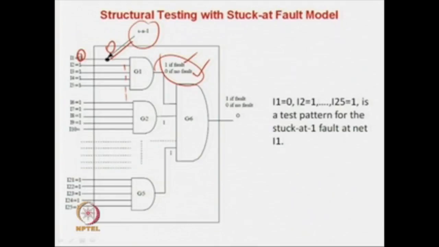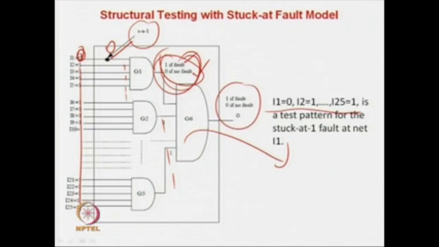For this fault effect to be propagated through this AND gate, all the other inputs have to be 1 1 1 1. So the pattern where this net is 0 and all others are 1s will propagate this fault effect to the output. The effect is: if there is a stuck-at-1 fault here, the answer is 1, and if the circuit has no fault, the answer is 0. So this is the pattern which verifies that there is no stuck-at-1 fault at this net. Similarly, we do not require any extra net or any extra controllability to test this one.